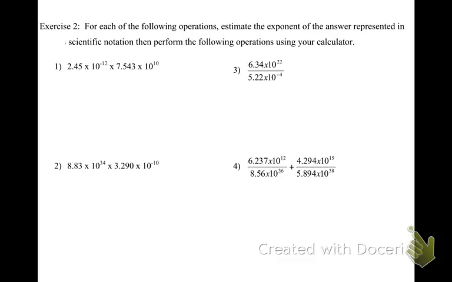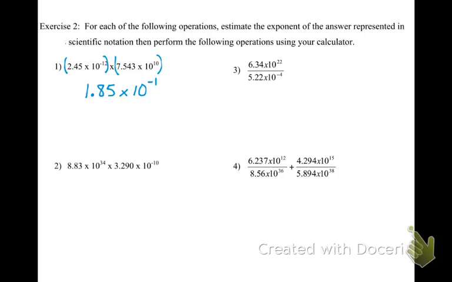So let's take a look here. We've got 2.45 times 10 to the negative 12 and 7.543 times 10 to the 10th. You'll want to put both of those into parentheses. So parentheses around 2.45 times 10 to the negative 12, times, and then start another parentheses, 7.543 times 10 to the 10th. And when you hit enter, your calculator should spit out a number close to 1.85 times 10 to the negative 1.